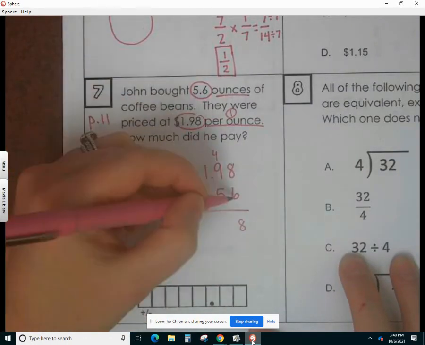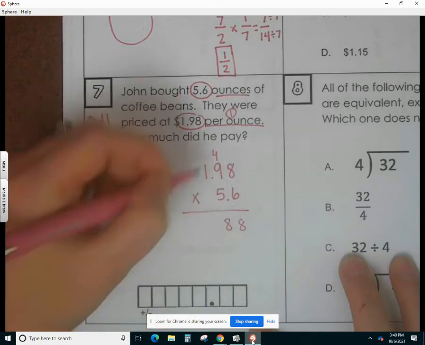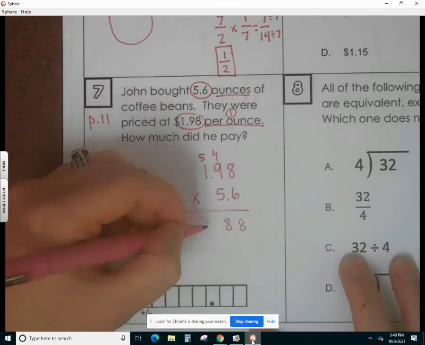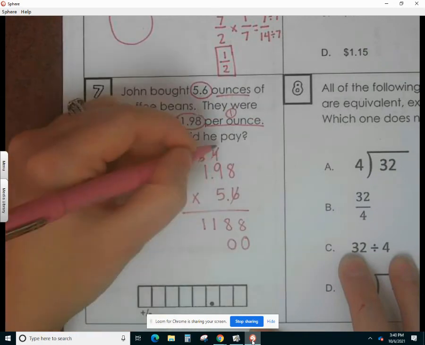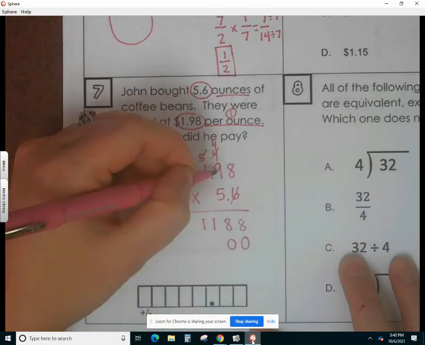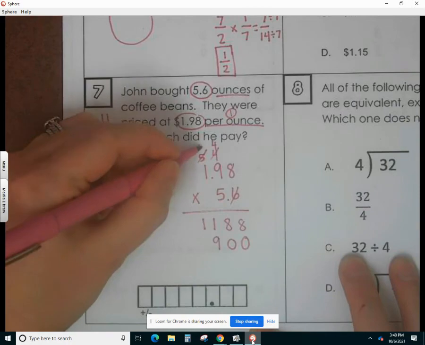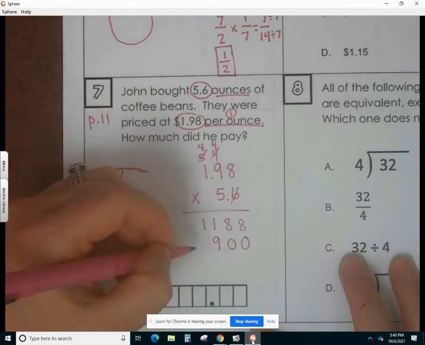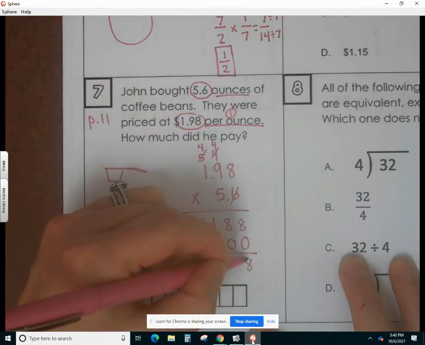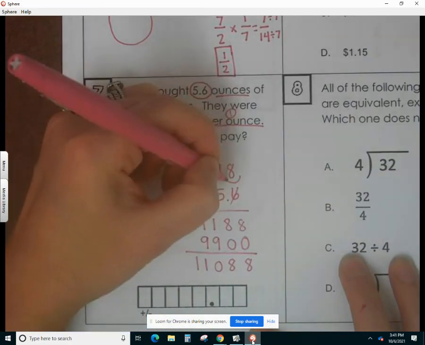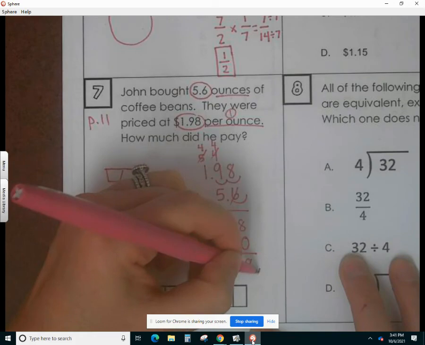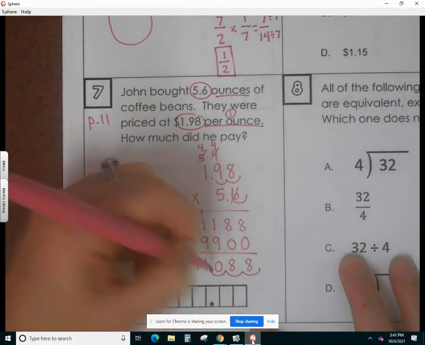This is 48. 54 plus 4 is 58. 6 plus 5 is 11. Placeholder 0. 5 times 8 is 40. 5 times 9 is 45. Plus 4 is 49. 5 times 1 is 5. Plus 4 is 9. When I add those together, I get this, and I have 1, 2, 3 decimal places, so I need 1, 2, 3 decimal places.